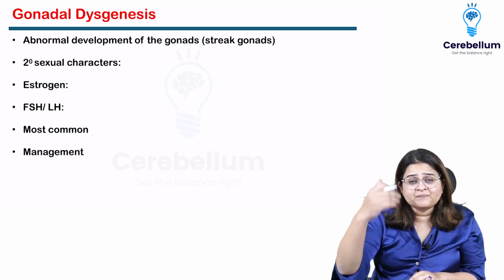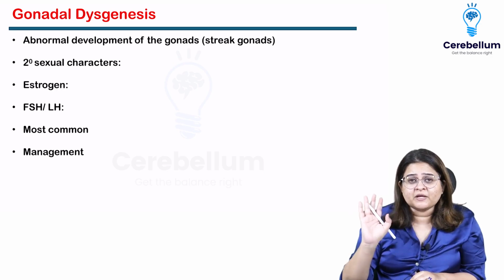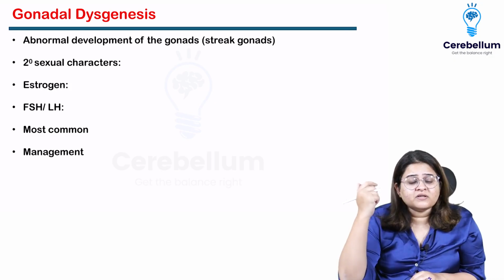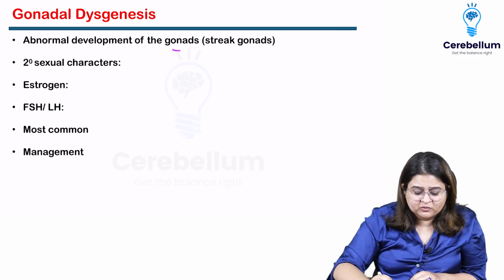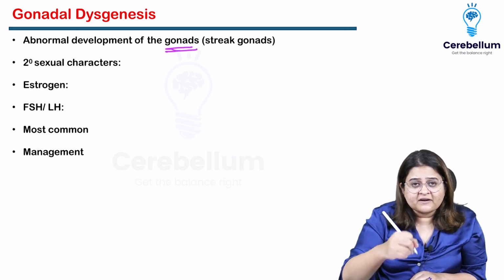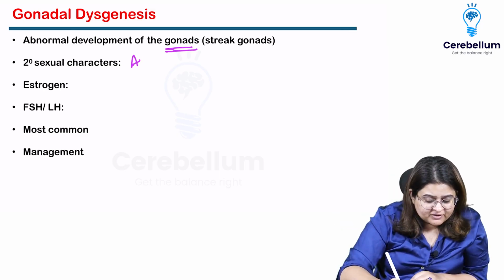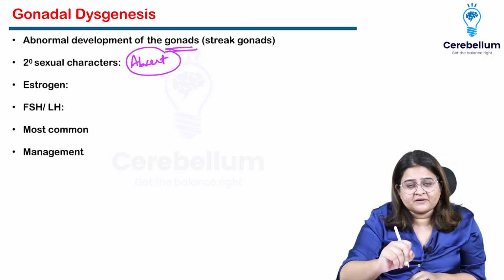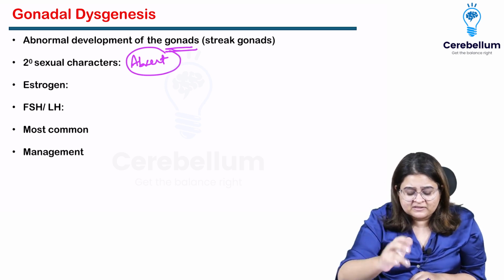Now coming to the problems in the ovaries. Whenever there's a problem in the ovary, or I would rather say a problem in the gonad, leading to primary amenorrhea, it's called gonadal dysgenesis. There is abnormal development of the gonads, and secondary sexual characters as a result are going to be absent. So absent secondary sexual characters is what forms the basis of diagnosing gonadal dysgenesis.